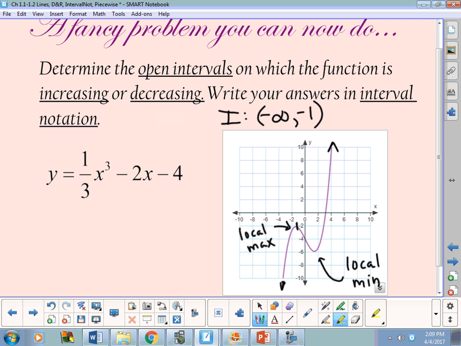Now, we're going to continue on, but it's not increasing until we get past our local minimum, which looks like about, we'll roughly say 1. I know it's not exactly 1. And that increases up forever. So the increase is from here to here, and then it's also increasing there. So that's why we have our U.